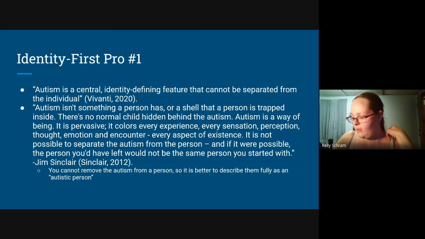Now that we've heard from the person-first group, we will consider the identity-first group's case. Holly and Rachel are here to present a case for the use of identity-first language.